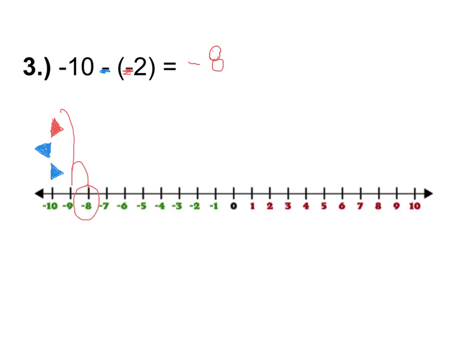This is really important to notice because it helps to explain why subtracting a negative is going to give us the same answer as if we just added a positive. That's one of the rules that we'll learn later on, but this gives us evidence as to why that works.